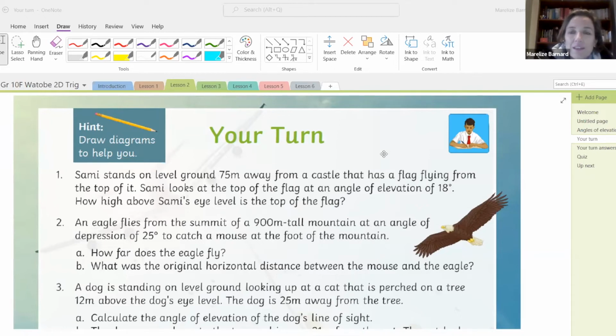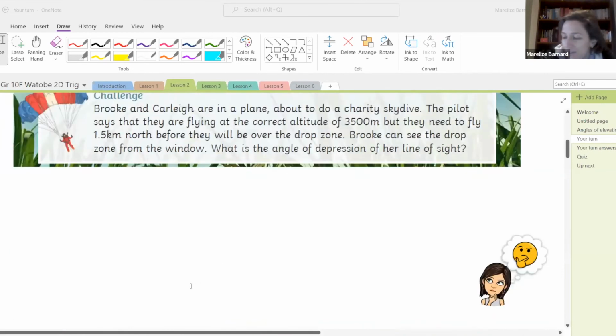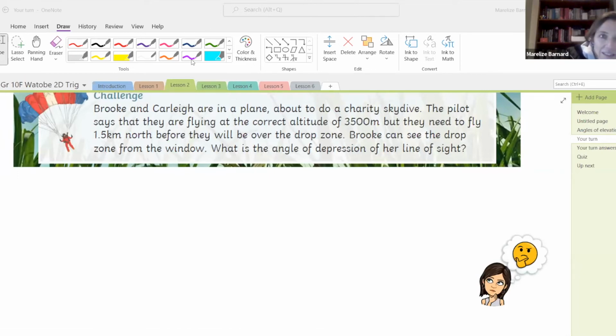Malik, unfortunately, you won't be able to show it to me, but you can compare your one to my one to see if it's right. Okay, so let's see. So I got something like this. Here's Sammy. Here's the castle. And here's the flag.